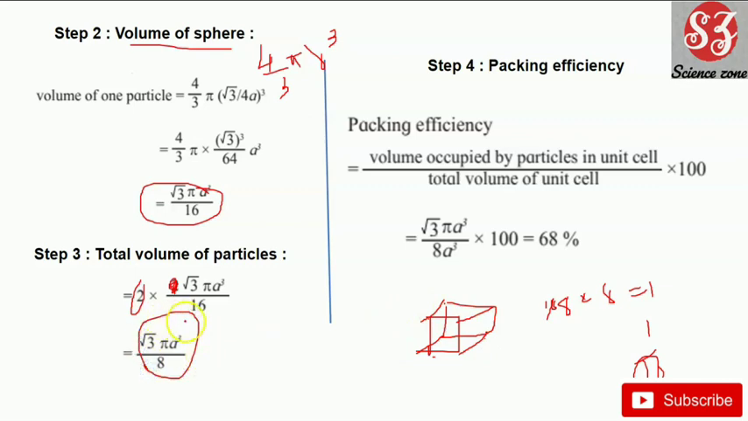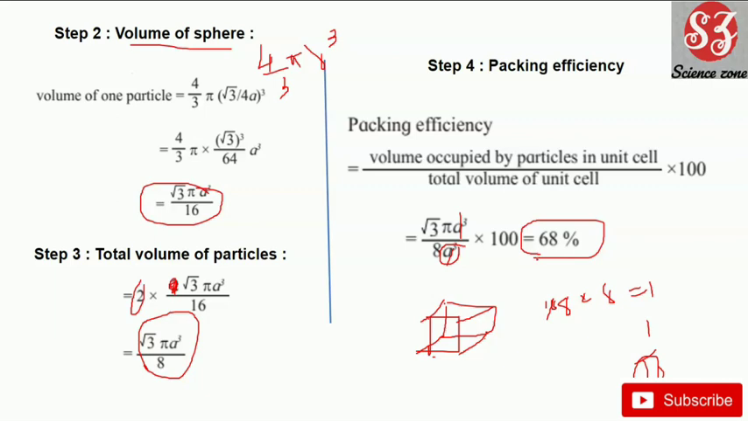Once you get the total volume, it is easy to find out the packing efficiency. So packing efficiency is equal to volume occupied by particles in unit cell, that is now 2 under root 3 pi A cube by 8, divided by total volume of unit cell, that is A cube. So A cube gets cancelled, and if you solve this, that is root 3 into 3.142 divided by 8 into 100, you will get 68%. So the packing efficiency in the body centered cubic lattice is 68%.